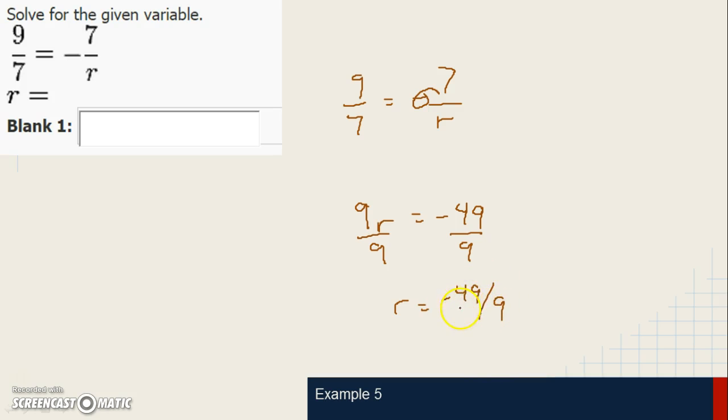-49/9. Can I simplify this? Is there a number that goes into 49 that also goes into 9? Well, I know that 7 times 7 gives me 49. Is there any other combination? I can't think of one, so we can't simplify this fraction. So we're just going to type in -49 divided by 9.